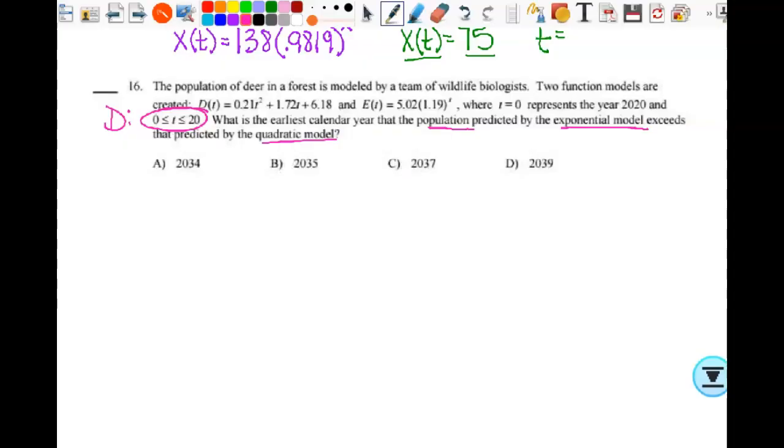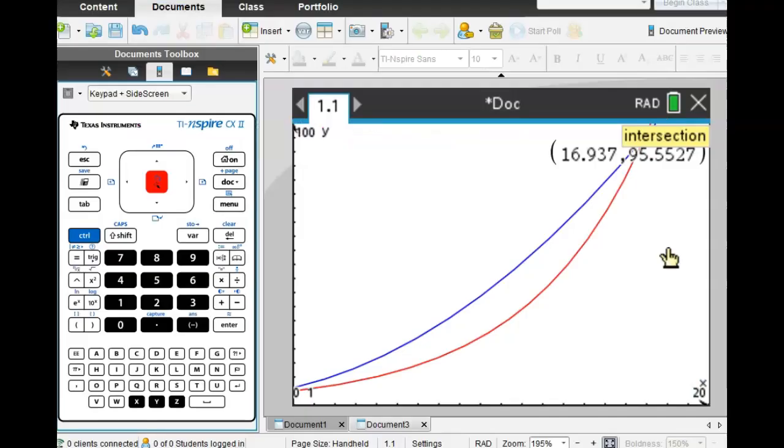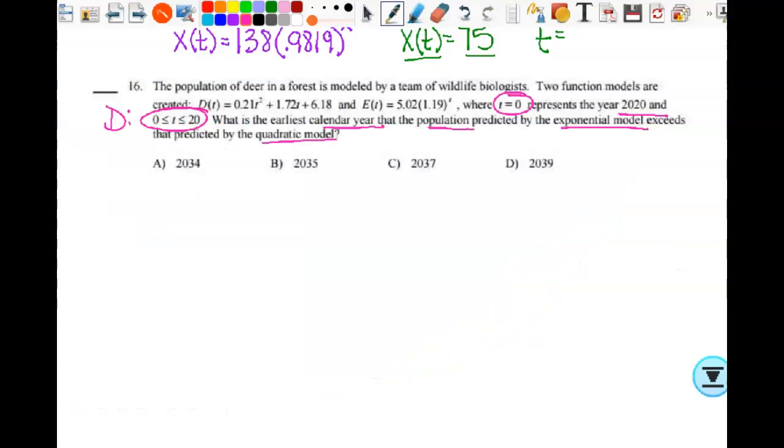Neither one of them are my answer choices, but it's asking me for what is the earliest calendar year. Okay, year, that would be my time, and t equals 0 represents the year 2020. The y value represents the population. So this is 16.937 is what I have, right?